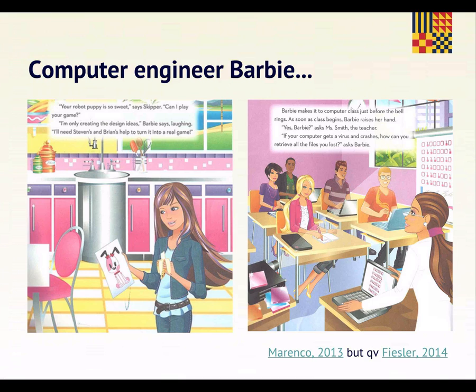There are gender issues here. This was computer engineer Barbie. Your robot puppy is so sweet, says Skipper. Apparently Barbie's sister, who knew? Can I play your game? I'm only creating the design ideas, Barbie says. I'll need Stephen's and Brian's help to turn it into a real game. Is this a positive gender role model that we have here? She got so criticised for this. The binary code, if anybody's sufficiently geeky, spells Barbie.